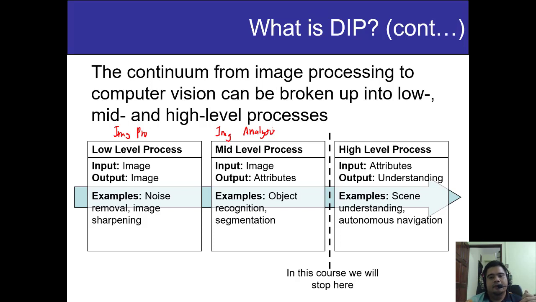So the difference between image processing and image analysis is that for image analysis, the input is an image and the output is an attribute. Attributes are features of the image, like the parameter or the color in terms of figure and so on. That is called image analysis. However, the last one, which is the high level process, is called computer vision.